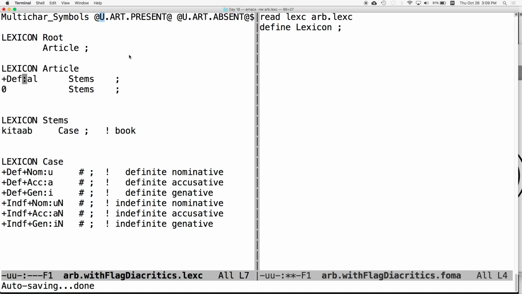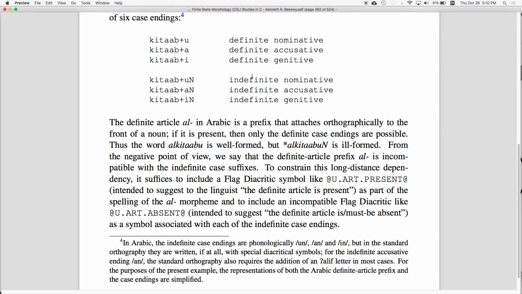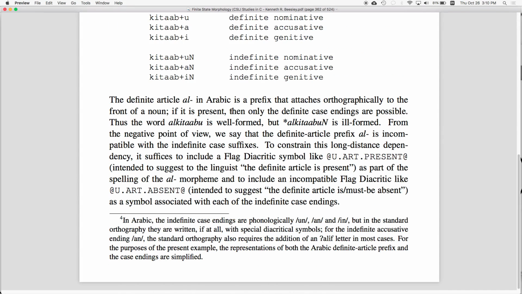Okay? So when we run into this flag, if the condition is underspecified, then we're going to unify it. And if you unify something that is underspecified with something that is specified, you get the specified version. So this will mean that the article flag is set to present. All right, so let's go back to the book and see how they did it in the example.